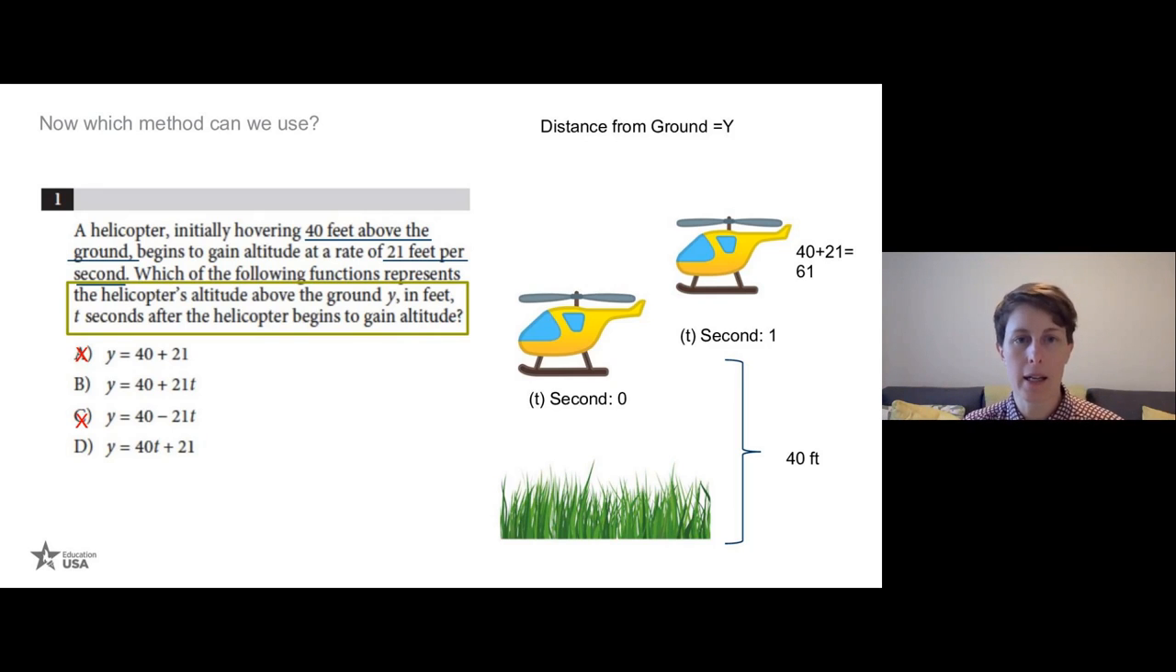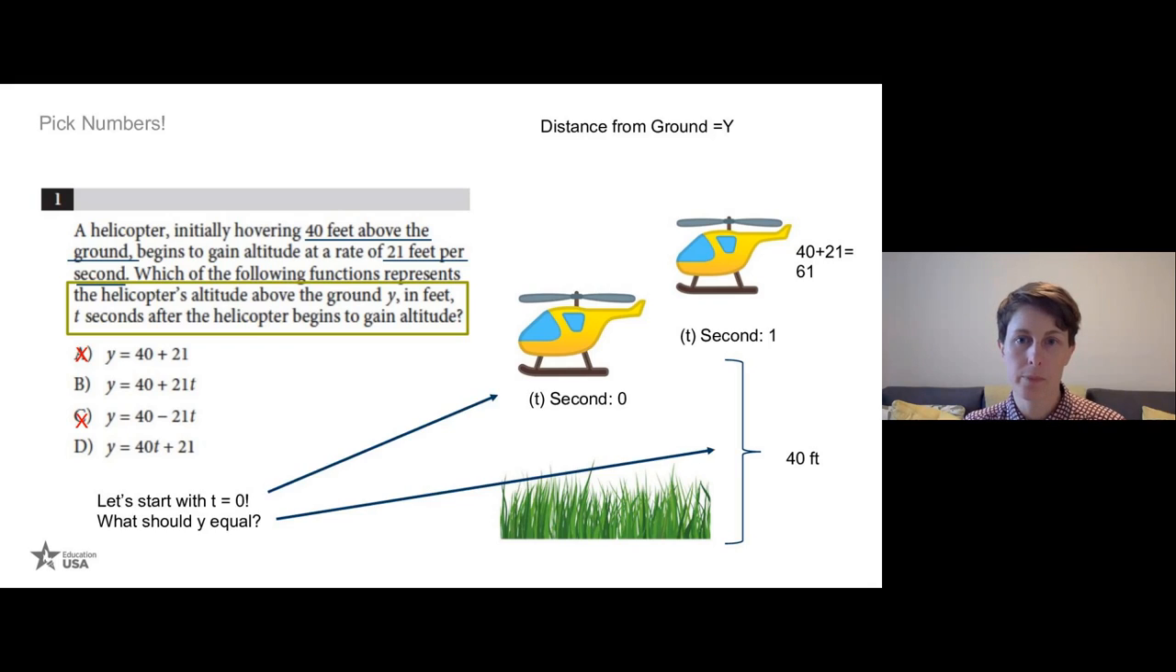For some of you, you might not have needed to do this, but for some of you, this might be incredibly helpful. So this is what picking numbers is about: you can use something like 0 or 1 and put it through the problem and determine what has the correct output. So you can start with zero. Your t is going to be zero. And what should your y equal? Since it hasn't gone anywhere, your y should equal 40, right? I'll go ahead and open the poll again, and you can put in what answer choice you chose.